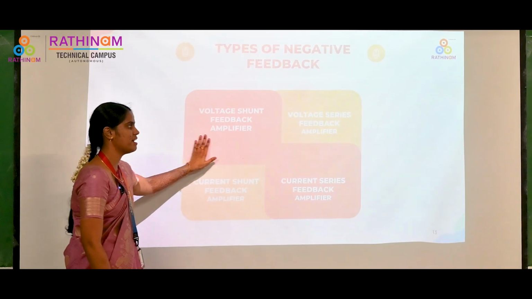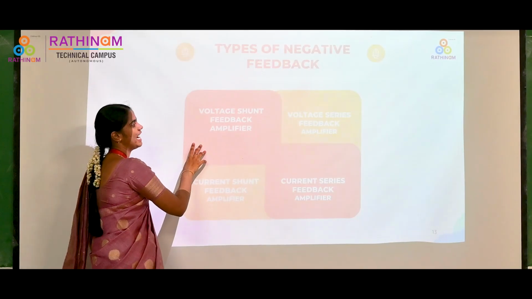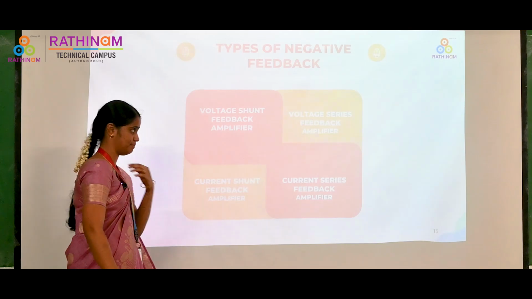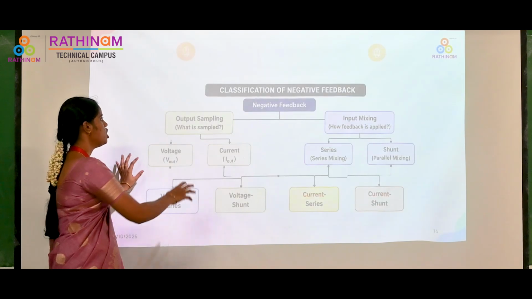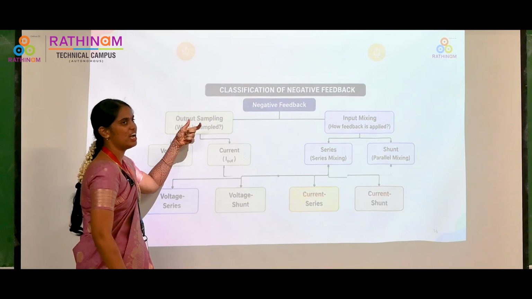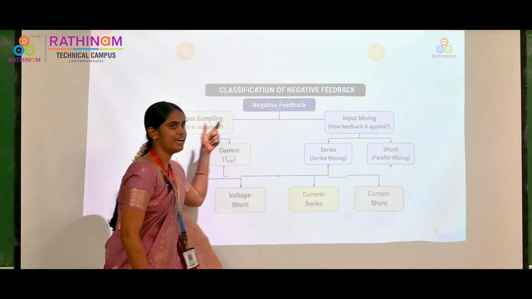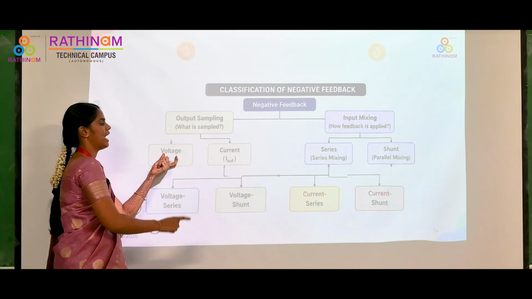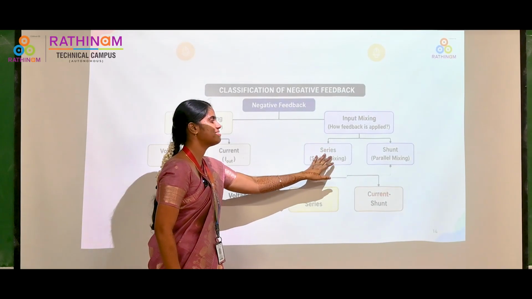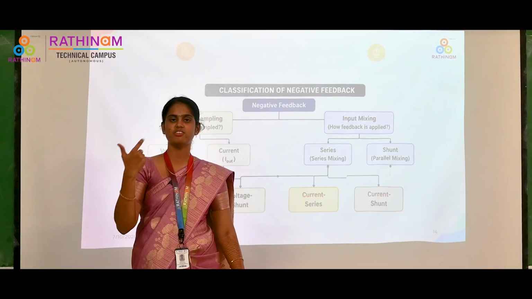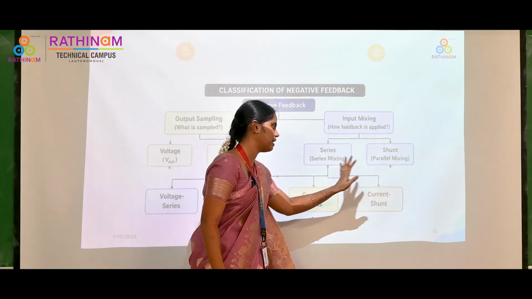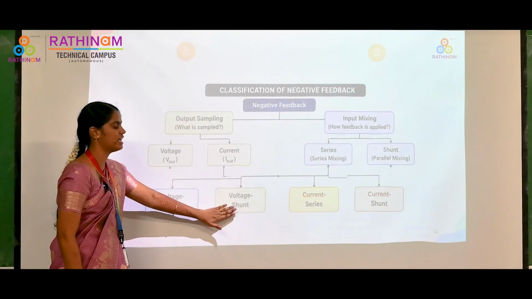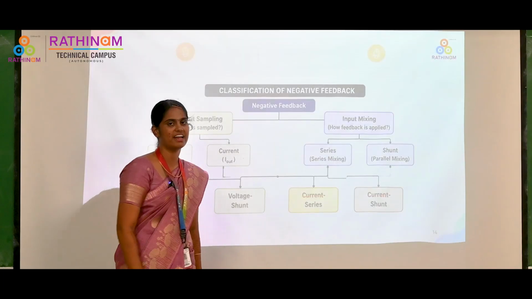And this negative feedback is classified into four different categories: voltage shunt, voltage series, current shunt and current series. The classification is based on the output sampling and the input mixing. Here the output is sampled and the input is mixed. Sampling can be of two types, either voltage or current, and mixing can be in two different categories, either series or shunt. Shunt is nothing but a parallel mixing. So by using these four classifications, it has been classified into voltage shunt, voltage series, current series and current shunt.